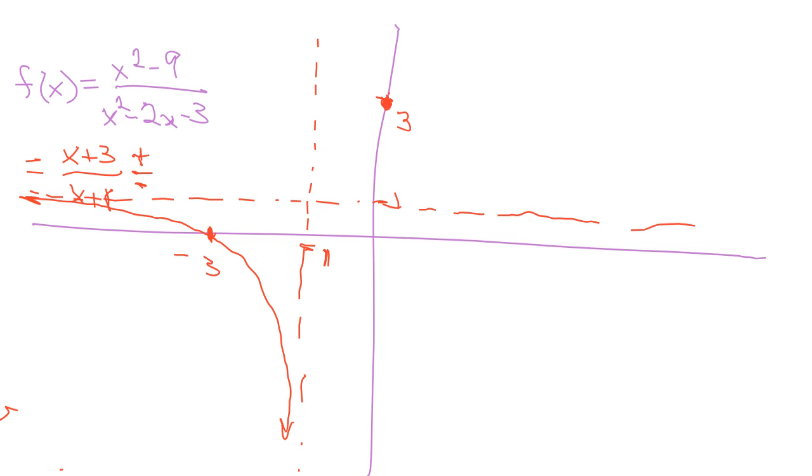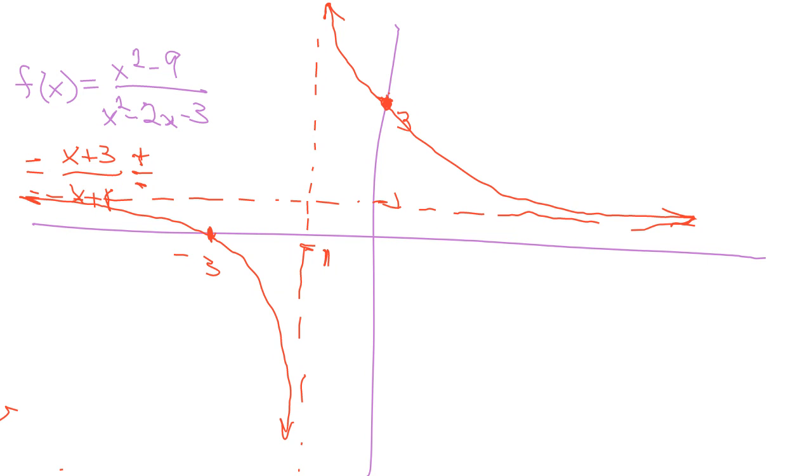Now here, we need to know, are we going down or are we going up? So if we look at numbers between negative 1 and 0, that numerator is going to be positive. And the denominator, we're still adding 1, that's also going to be positive. So we have a positive over positive, that's going to positive infinity. And this is going to be approaching that asymptote.